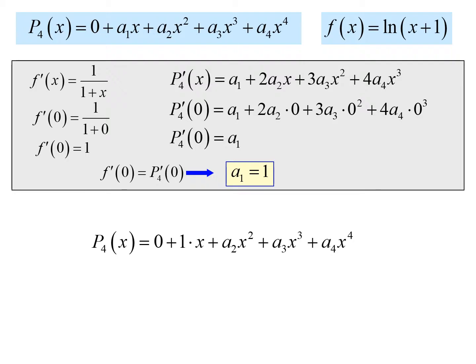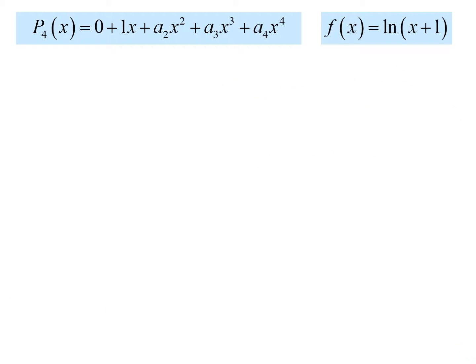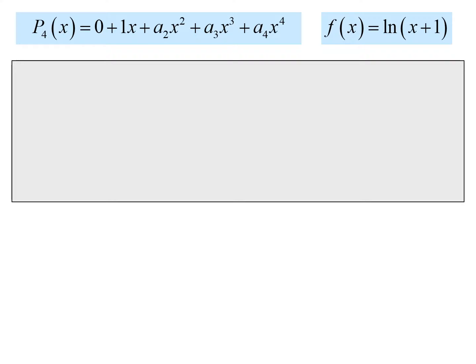So now we have a sub 0 and a sub 1 figured out. We're going to continue in this way to find a sub 2, a sub 3, and a sub 4. So right now we would have the first degree polynomial, which is our tangent line approximation. And we've already seen this. We have our original function, we have the tangent line. Now let's go ahead and see what degree 2 will bring us.